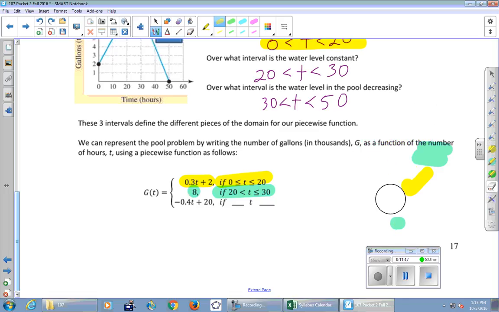All right, good. Okay, and then the last rule was the one coming downhill. You wrote up at the top, negative 0.4x plus 20. We're writing negative 0.4t plus 20, and now we're going to fill in these blanks here. If what? If 30 is less than t, which is less than or equal to 50. That's perfect.